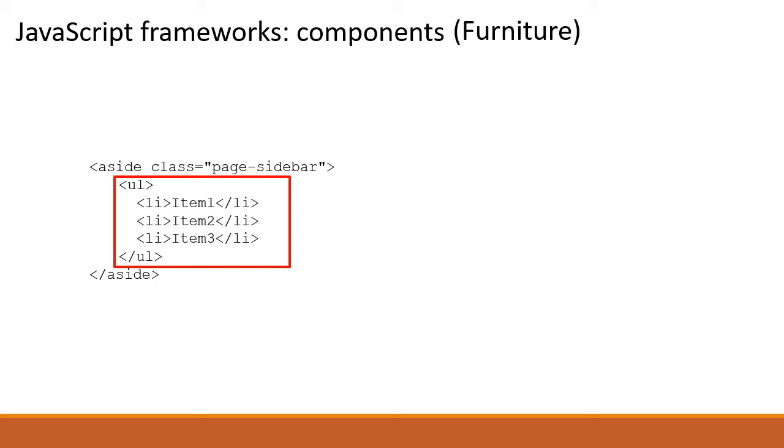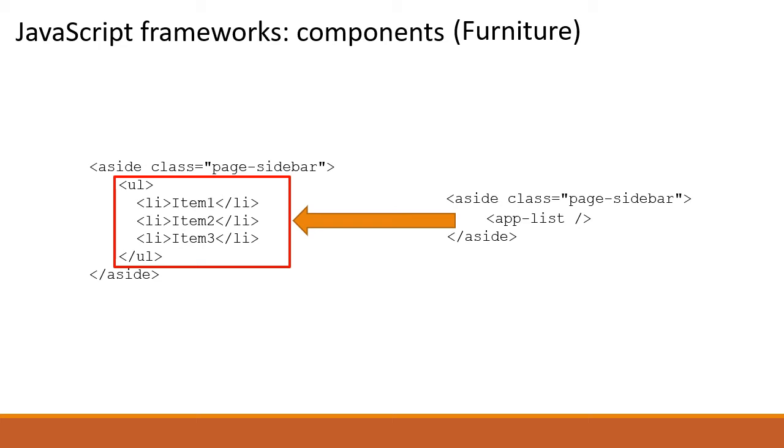Now, it would be nice to see that we can use a component in our HTML. In this case, we've created a new element, app-list, and when we're using Angular, we can use this in our HTML page. So the HTML page will look like this. We will still have our aside, and there we have the app list.